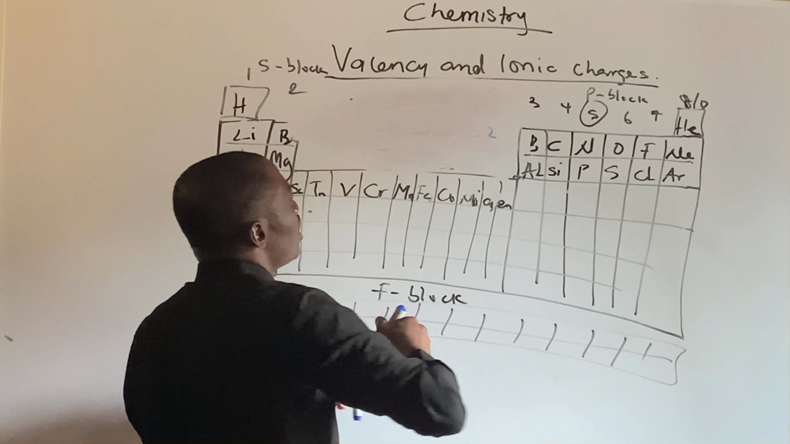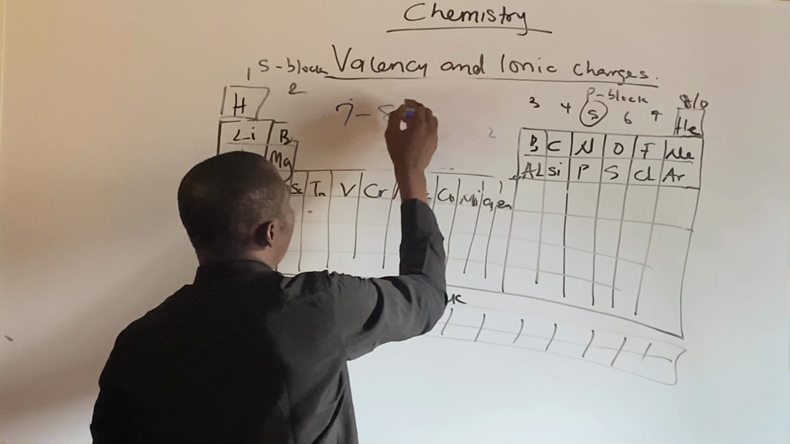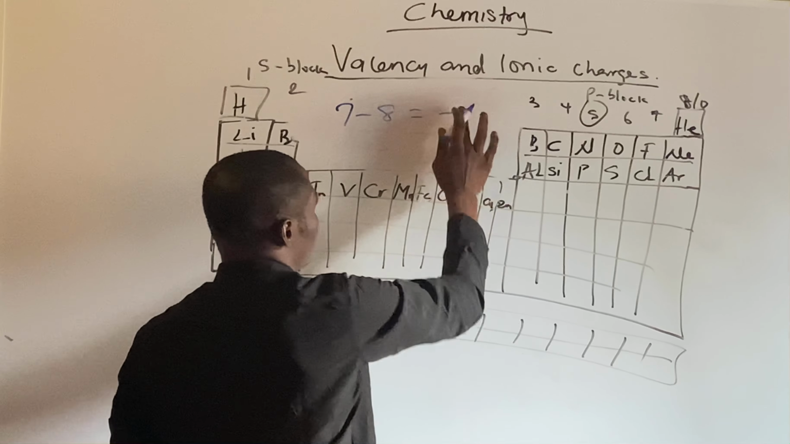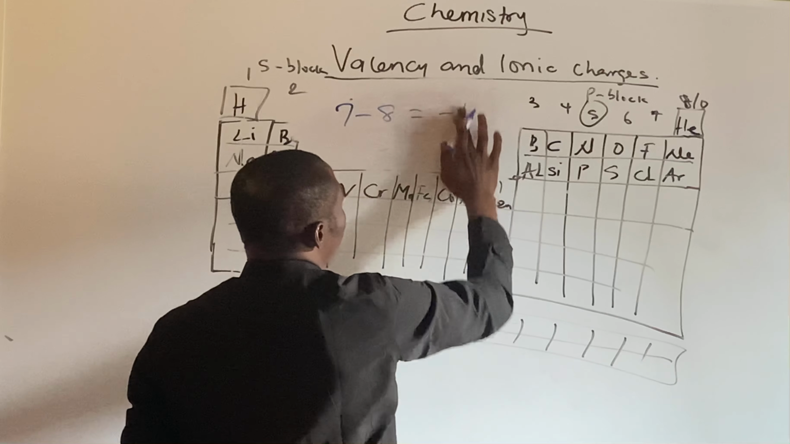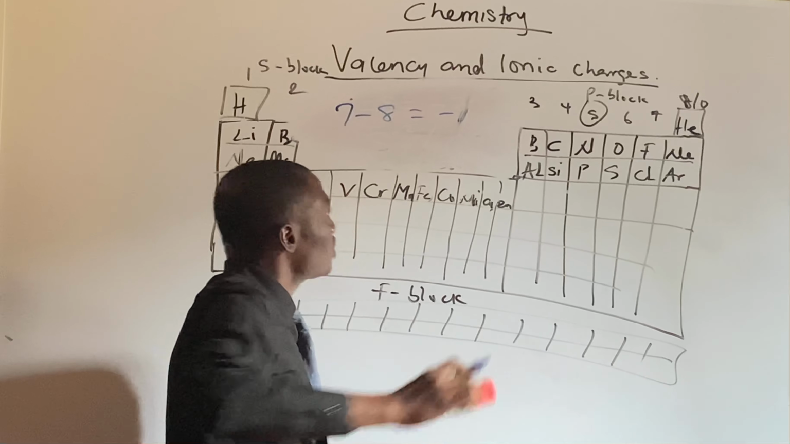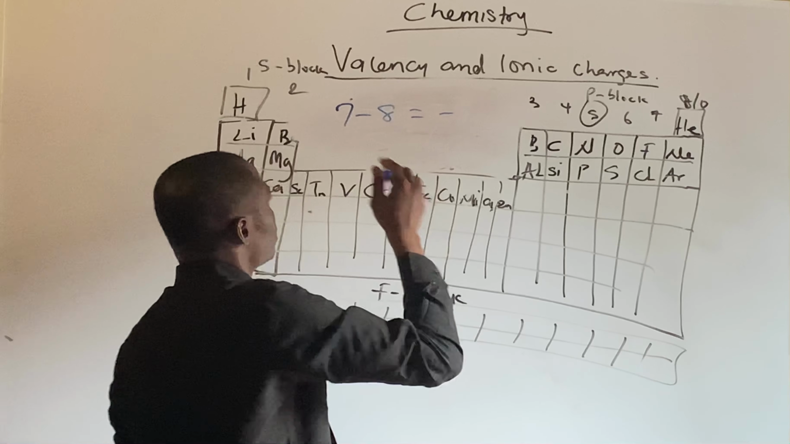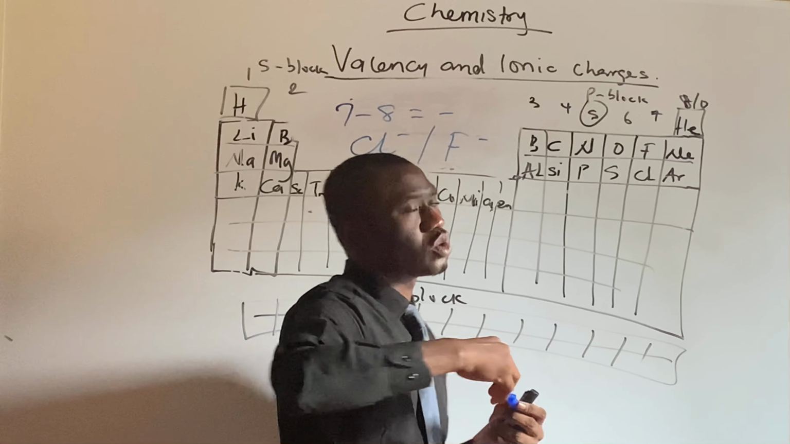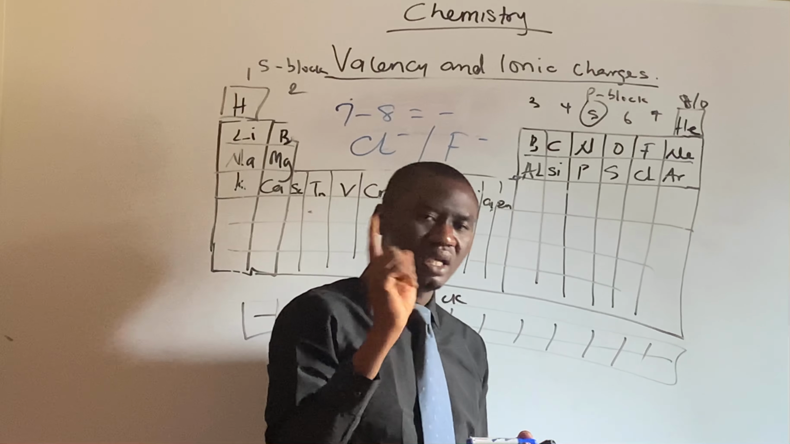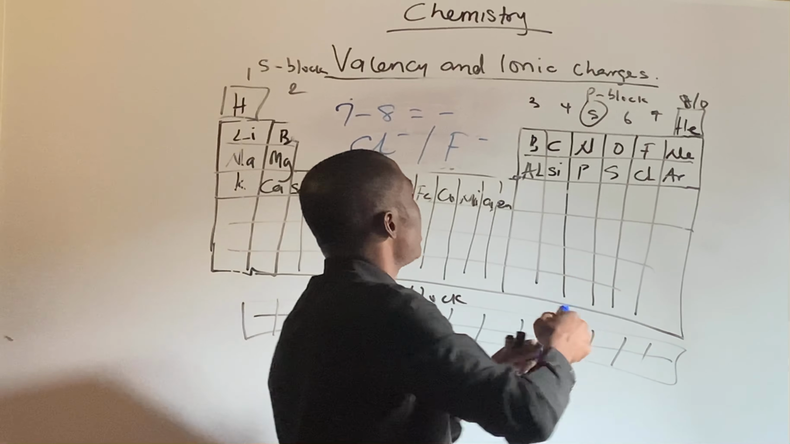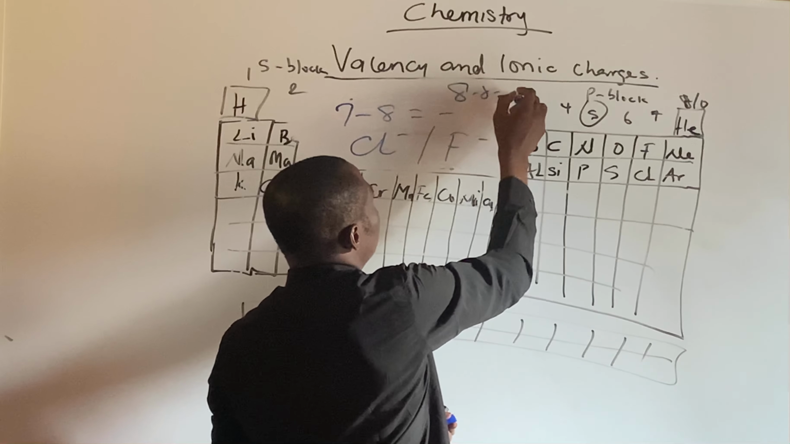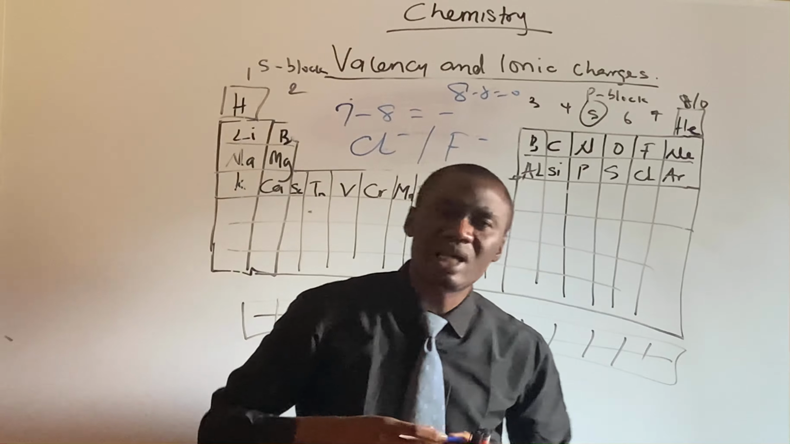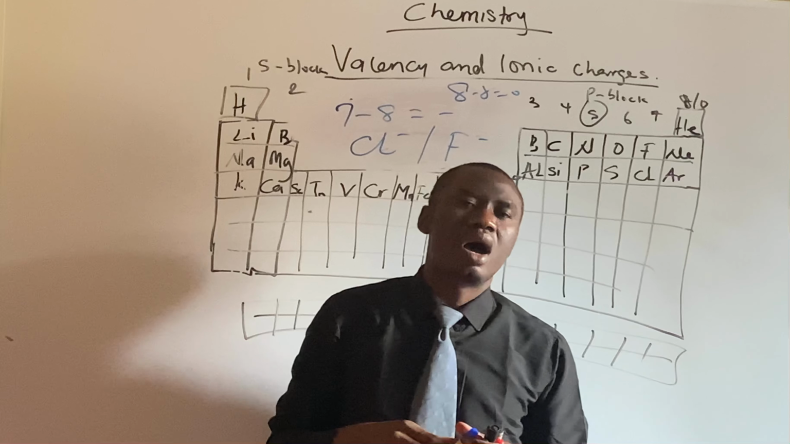In group 7, we have 7 minus 8, that is -1. You don't write 1- like this in chemistry, just -1. We know you're already talking about -1. So chlorine is -1, fluorine is -1 as the charges, and the valency is just 1. Then group 8, please: 8 minus 8 is equal to 0. They have no charge, they have no valency.